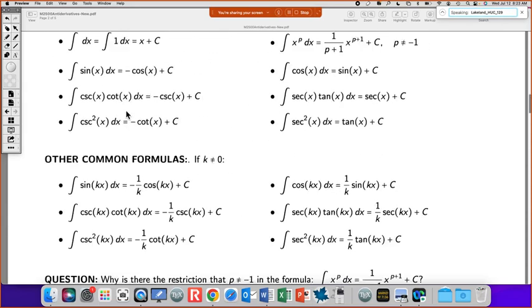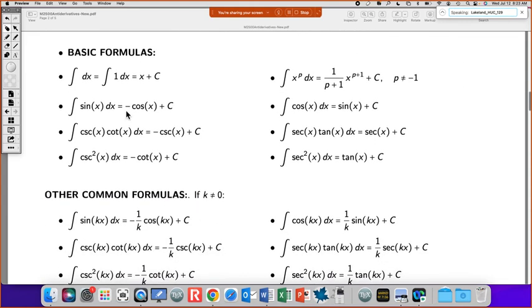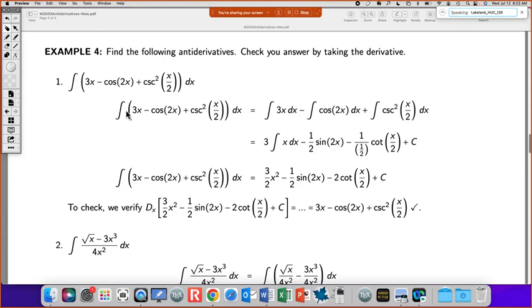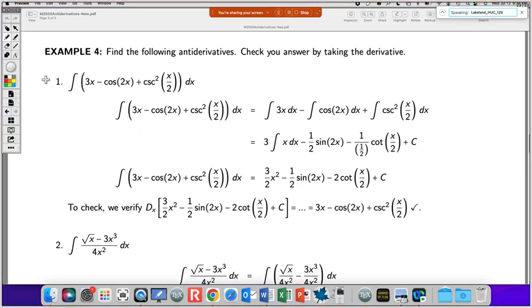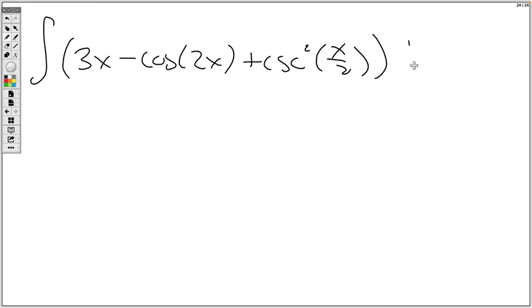shenanigans. All right, so once again, if you have flashcards with the derivative properties on it, flip them over and put the integral property on the back of it. You follow? And just practice them every day. All right, let's do some examples. We're going to find the following antiderivatives. Check your answer by taking the derivative. So we got the integral of 3x minus cosine 2x plus cosecant squared x over 2 dx.